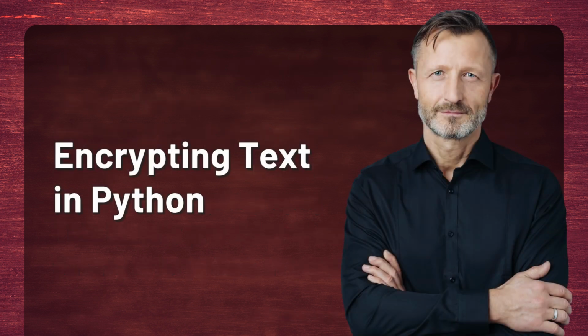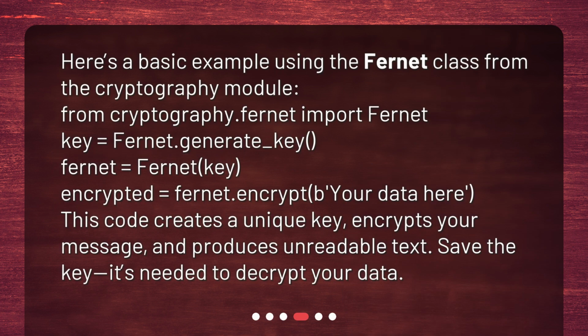Encrypting text in Python. Here's a basic example using the cryptography module. from cryptography.fernet import Fernet, key = Fernet.generate_key(), fernet = Fernet(key), encrypted = fernet.encrypt(b"your data here"). This code creates a unique key, encrypts your message, and produces unreadable text. Save the key. It's needed to decrypt your data.